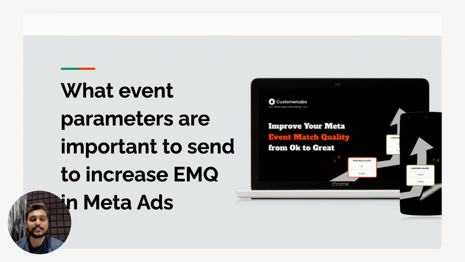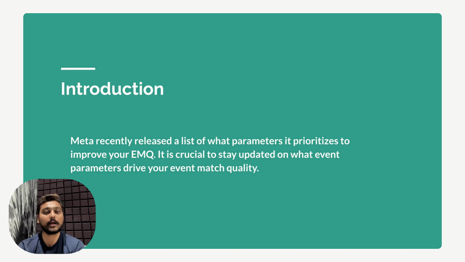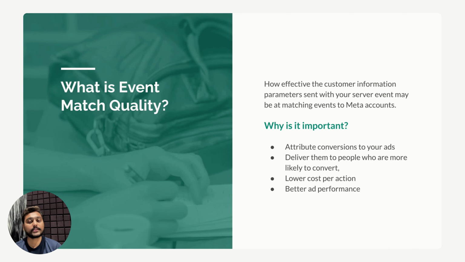So why this topic and why the buzz around this? Basically, recently Meta has released a list of parameters. The list was there, but it changed the priority of parameters that aid in determining the event match quality. So it is very important for you to stay updated on what event parameters drive your event match quality and how you can send it to Meta. So let's get started. What is event match quality?